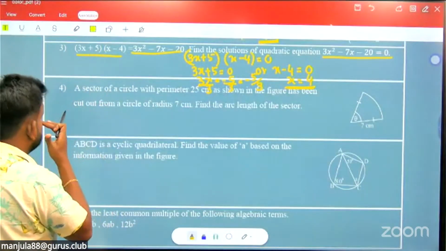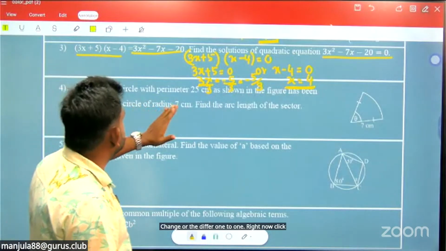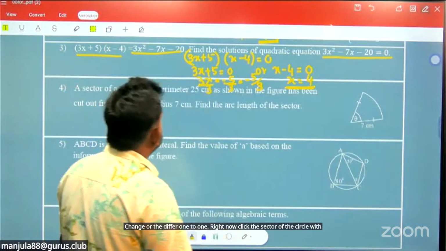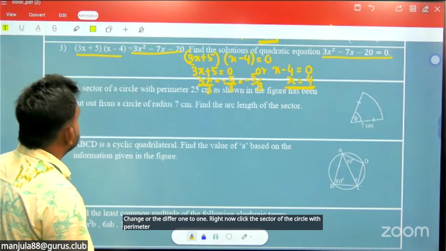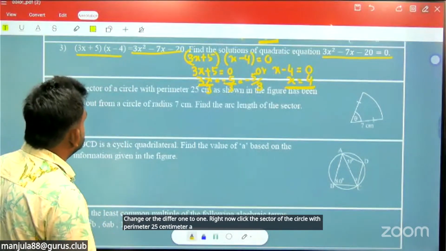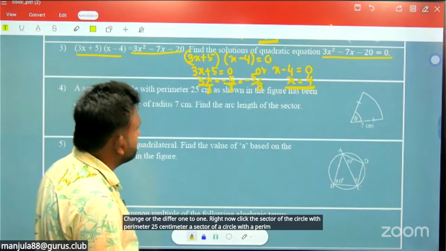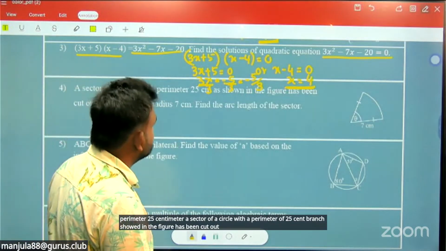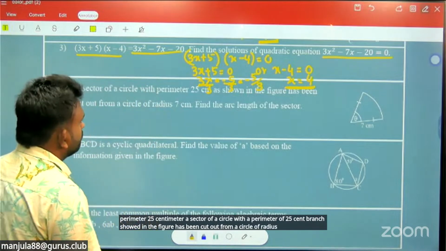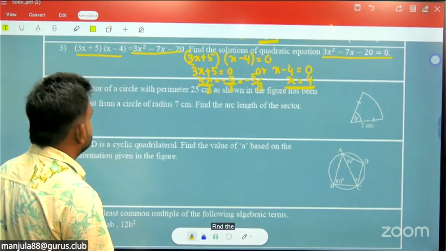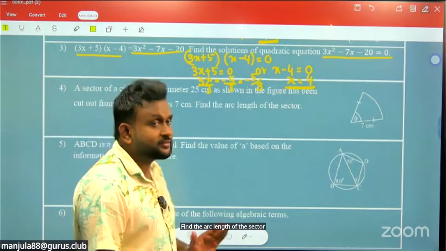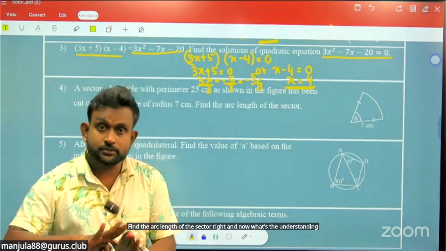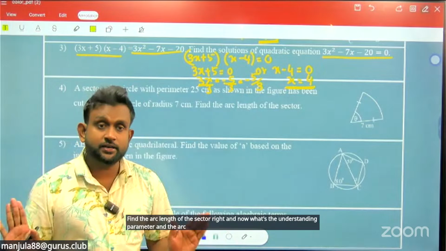Right, now check. A sector of a circle with perimeter 25 centimeter, as shown in the figure, has been cut out from a circle of radius 7. Find the arc length of the sector. And now what's the understanding? Perimeter and the arc length, better understanding should be there.